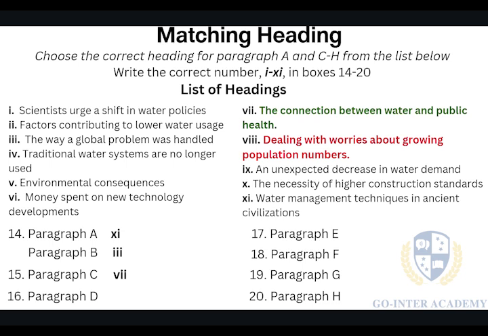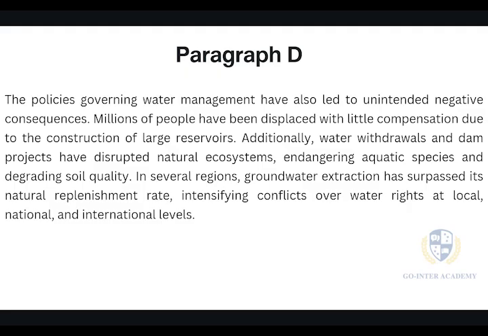That's why heading 8 is not the correct heading for paragraph C. The correct heading for paragraph C is heading 7. Now we look at paragraph D.